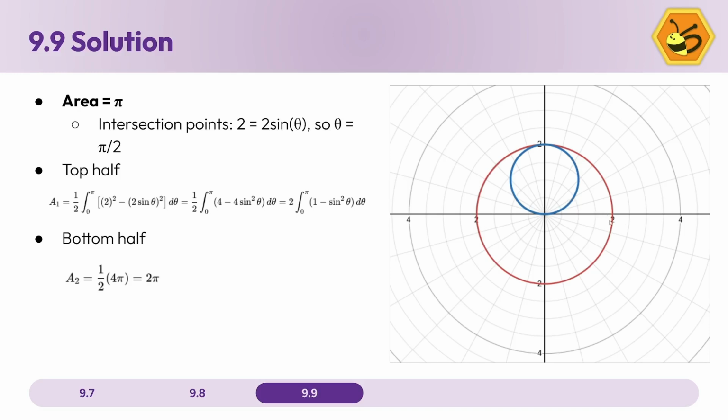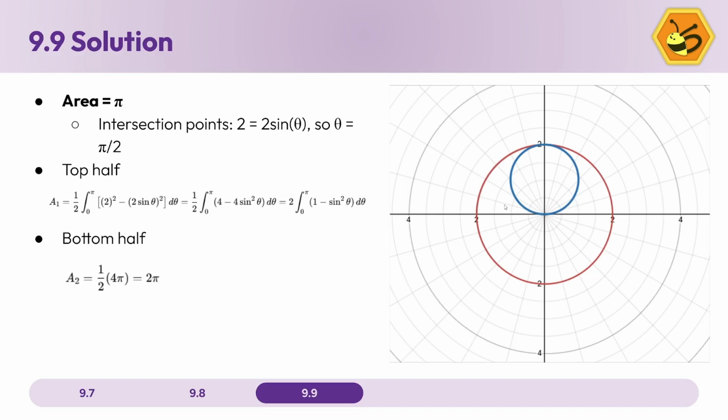Just going over what I did here. Basically, I separated this into 2 halves, the top half and the bottom half, because the bottom half is easy to find. If we just use our geometry, we can get 2 pi because we know our radius is 2, so pi r squared. The total area of this red circle would be 4 pi, so just the bottom half is 2 pi.